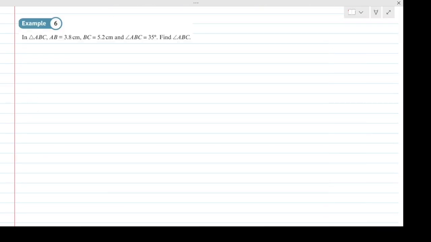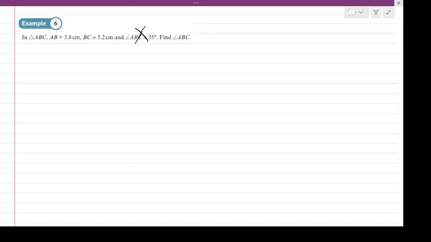I should say, I did check this, and this is a bit of an error from the textbook, right? It's not meant to say angle ABC, it's meant to say angle BAC is equal to 35. Okay, so with that correction in mind, it says in triangle ABC, AB is 3.8 centimetres, BC is 5.2, and angle BAC is 35.